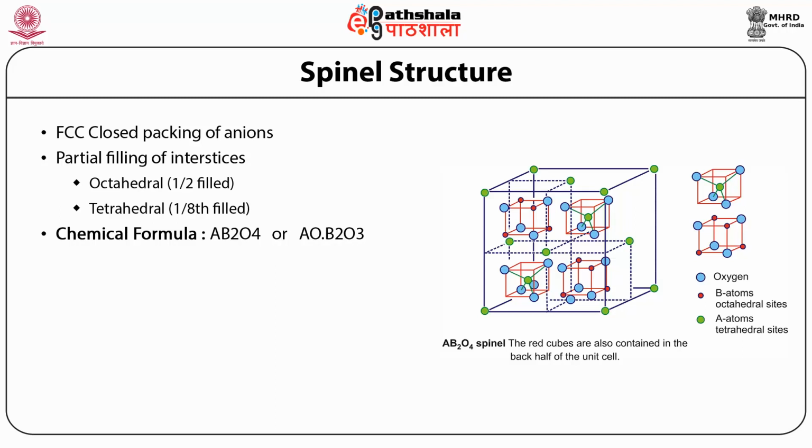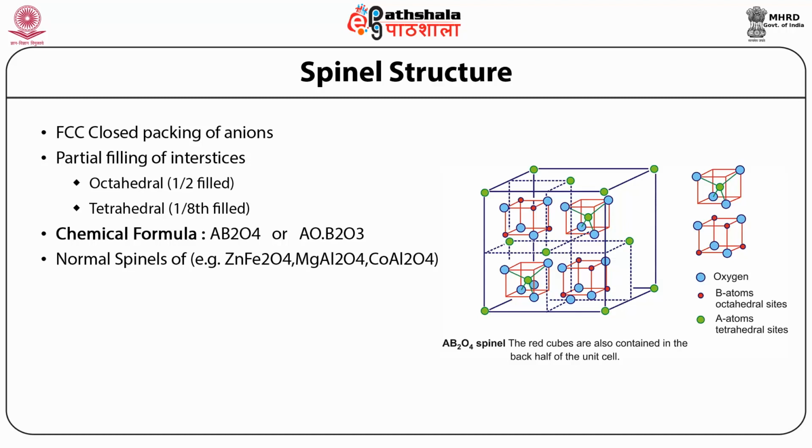So, depending on how cations occupy different interstices, spinel structure can be normal or inverse. If we talk about the normal spinel structure, the chemical formula is the same, AB2O4, and the examples are mainly aluminates, such as MgAl2O4, FeAl2O4 and so on.